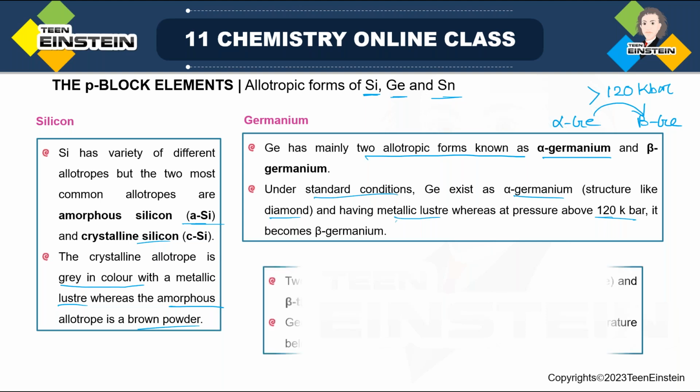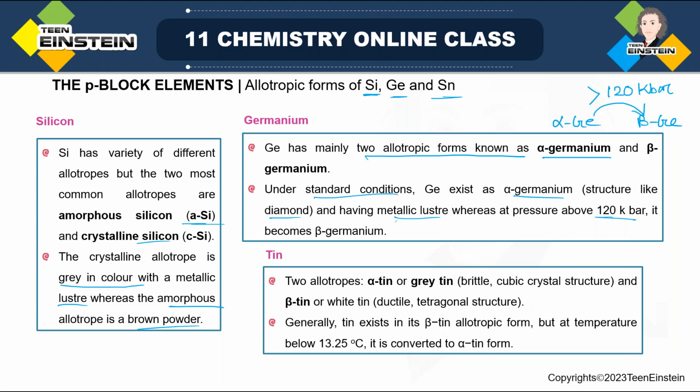Fine. Then what about tin? The next element, Sn. Here also two allotropes. One allotrope is alpha tin. It is also called gray tin because of its color. It is brittle in nature, cubic crystal structure. And the other form, beta tin, it is white and it is ductile. That means it is like metals, with ductile properties, tetragonal structure.